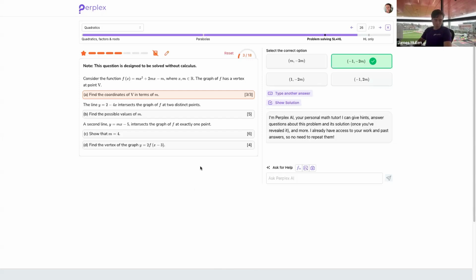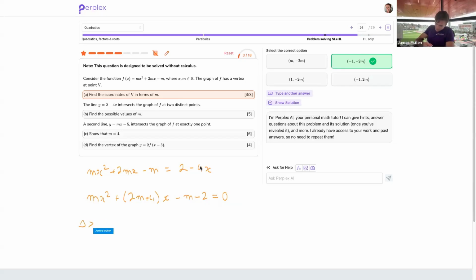Okay, I'm going to start solving part B. I have the line y is equal to 2 minus 4x, which intersects the graph of f at 2 distinct points. So if I write mx squared plus 2mx minus m is equal to 2 minus 4x, this has two solutions, which means if I bring everything to one side, in the x terms, I'm going to have mx squared plus 2m plus 4 times x minus m minus 2 equals 0. This quadratic has to have a discriminant greater than 0, because it has two distinct solutions.